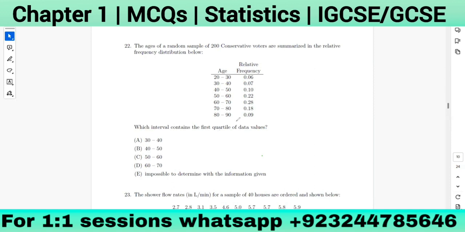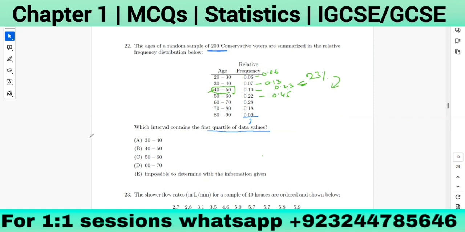First of all, we have to find the cumulative sum, since the total is always equal to 1. It's 0.06. 0.06 plus 0.07 would be 0.13, plus 0.10 is 0.23, plus 0.22 is 0.45. So which interval contains the first quartile of the data? The first 25% of the data is contained in the interval 40 to 50, because 0.23 is representing 23%. So the next interval is moving toward 25% of the data. So 40 to 50 will be the correct answer.